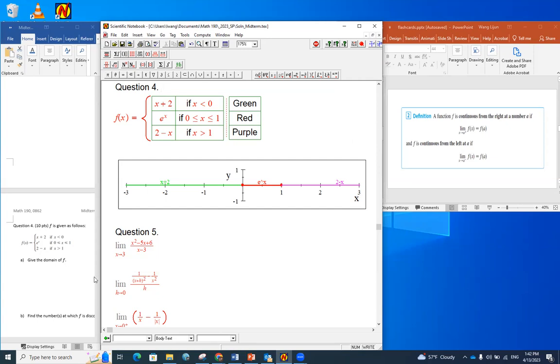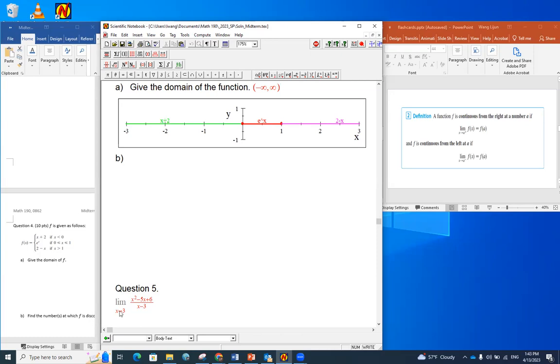So f is given as follows. First, give the domain. If you draw a chart like this, you can see less than 0 is covered, between 0 and 1 is covered, larger than 1 is covered. So the domain of this function is from negative infinity to positive infinity, all real numbers. Every number is defined.